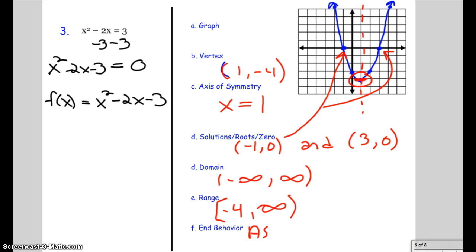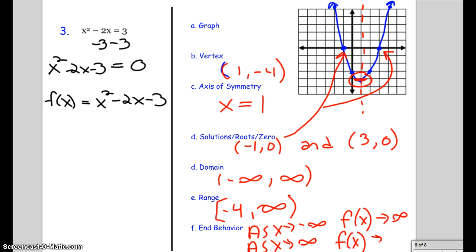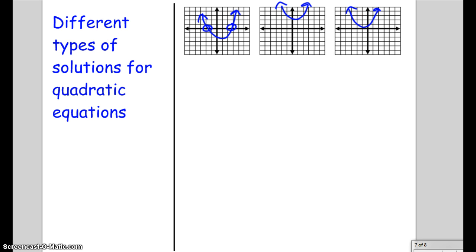And then, of course, as x goes to the left, so to -infinity, my y value goes upwards. And then if I look to the right of my graph, so when x goes to +infinity, f of x also goes up. So just to recap, if you guys draw a quadratic function and it crosses twice, you'll have 2 solutions. If it crosses not at all, you have 0 solutions. And if it hits once, you'll have 1 solution.